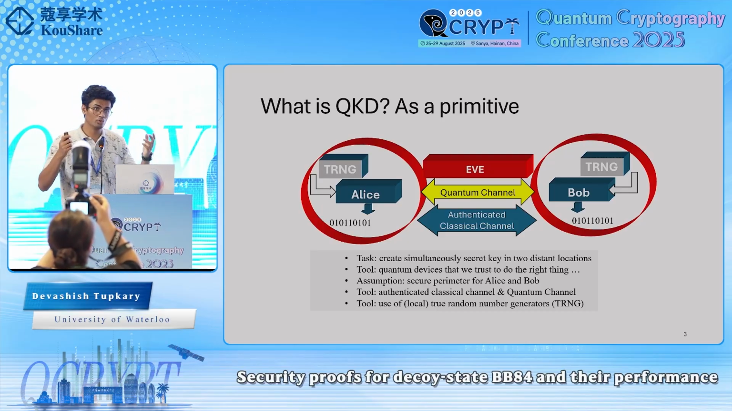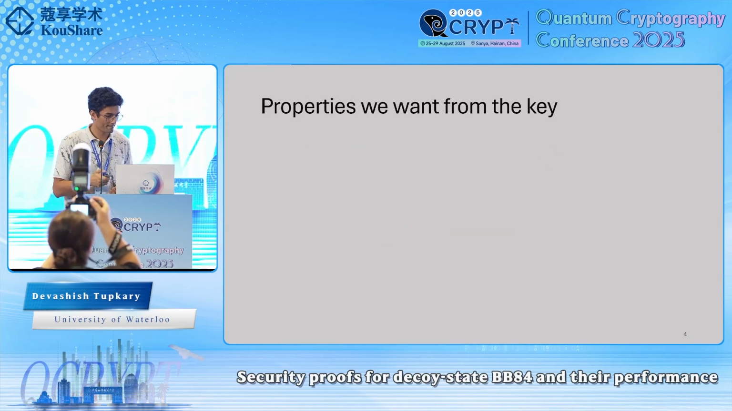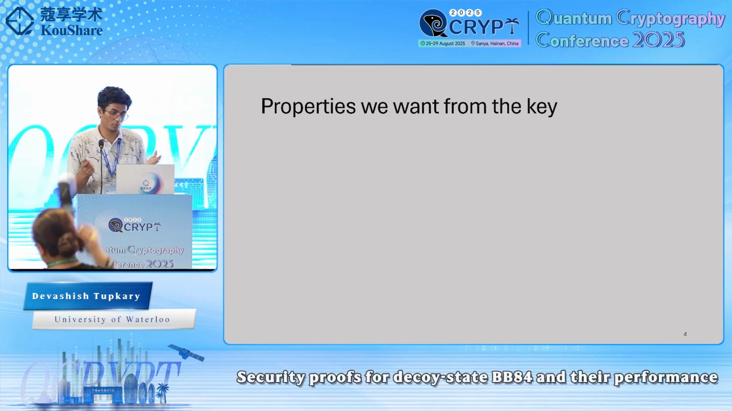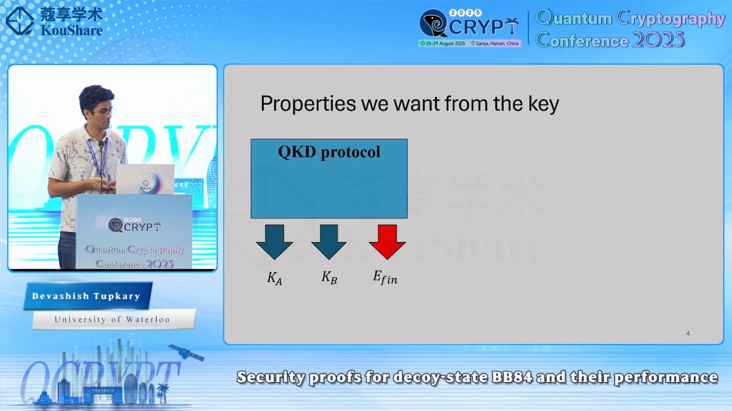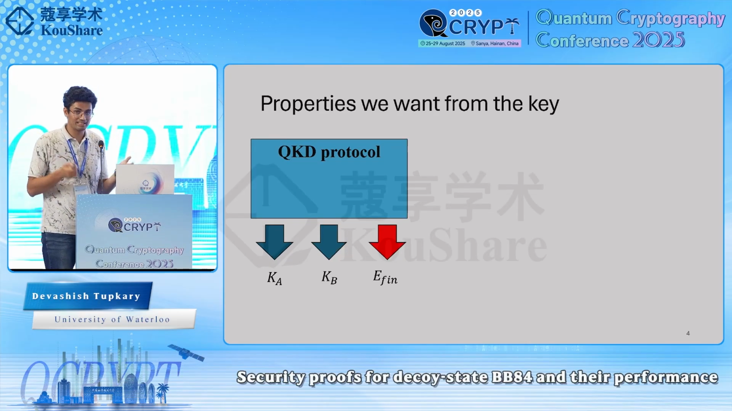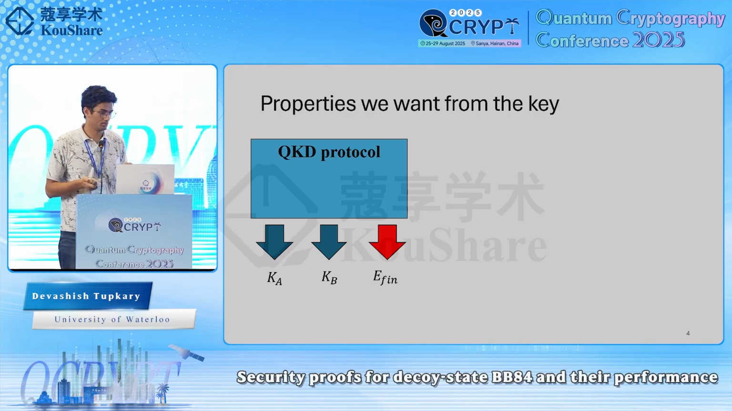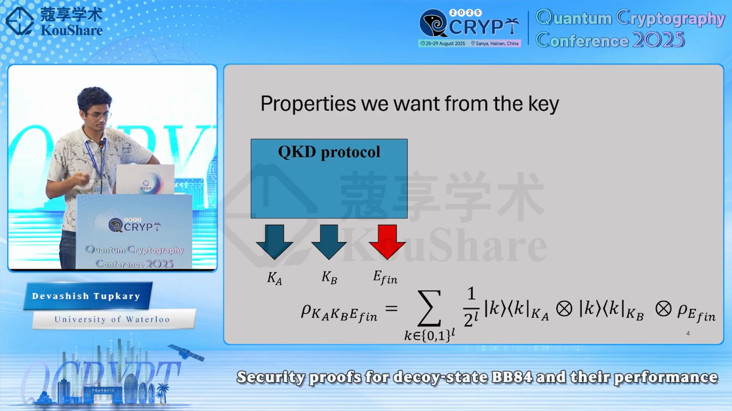And we also have true random number generators that Alice and Bob can use at various steps of the protocol. Okay. So we said we want to produce a key. What properties would one want from a key? So we might want a QKD protocol to end with Alice holding a key, Bob holding a key, Eve holding some information potentially on these keys. And we might hope that the final state that they get looks something like this, right?